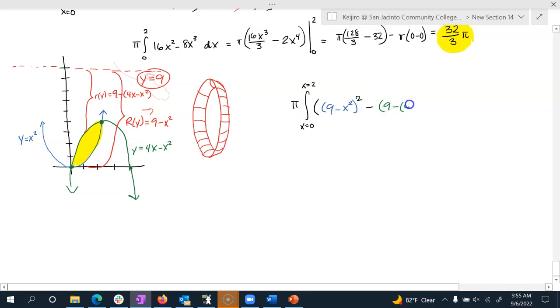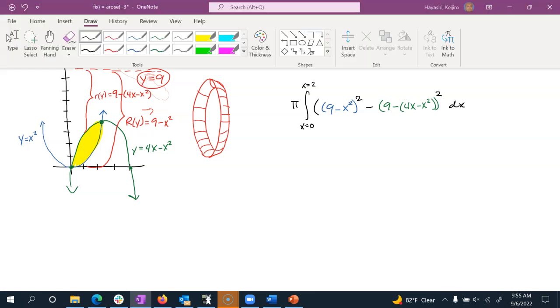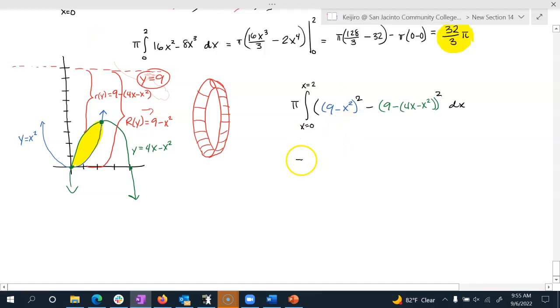is 9 minus, in parentheses, 4x minus x squared. And that gets squared. That is a trinomial. Hopefully that's not as horrible as it seems. Okay, so just simplifying this a bit, you could write 9 minus x squared times 9 minus x squared and then FOIL it out.